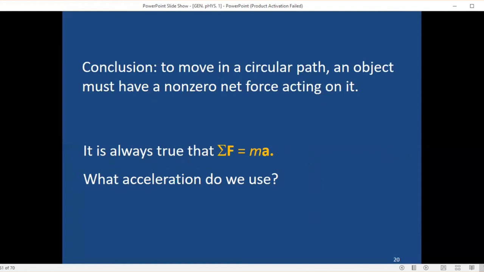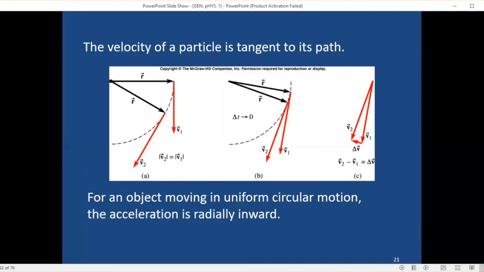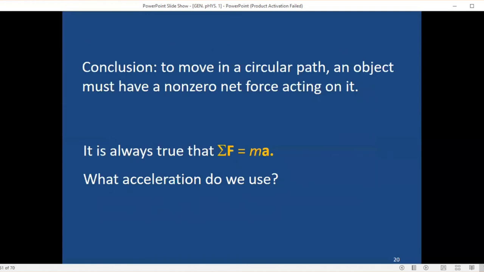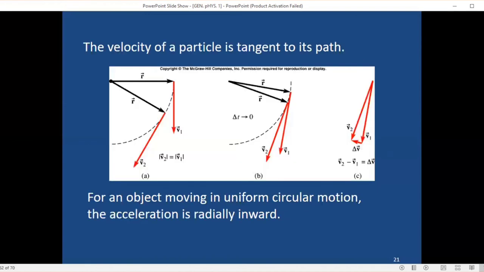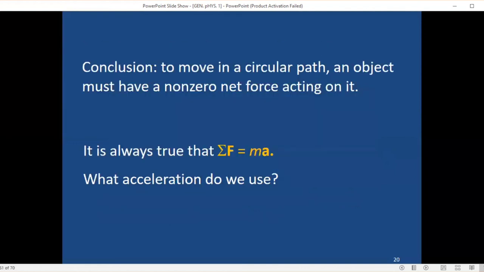To conclude, to move in a circular path an object must have a non-zero net force acting on it. It is always true that the summation of force is equal to mass times acceleration. And then, what acceleration will we use here? The acceleration, of course, is uniform acceleration, not affected by the gravitational, but it still depends pa rin kung ano yung position ng circular path. Depende pa rin kung ano yung position ng circular path.